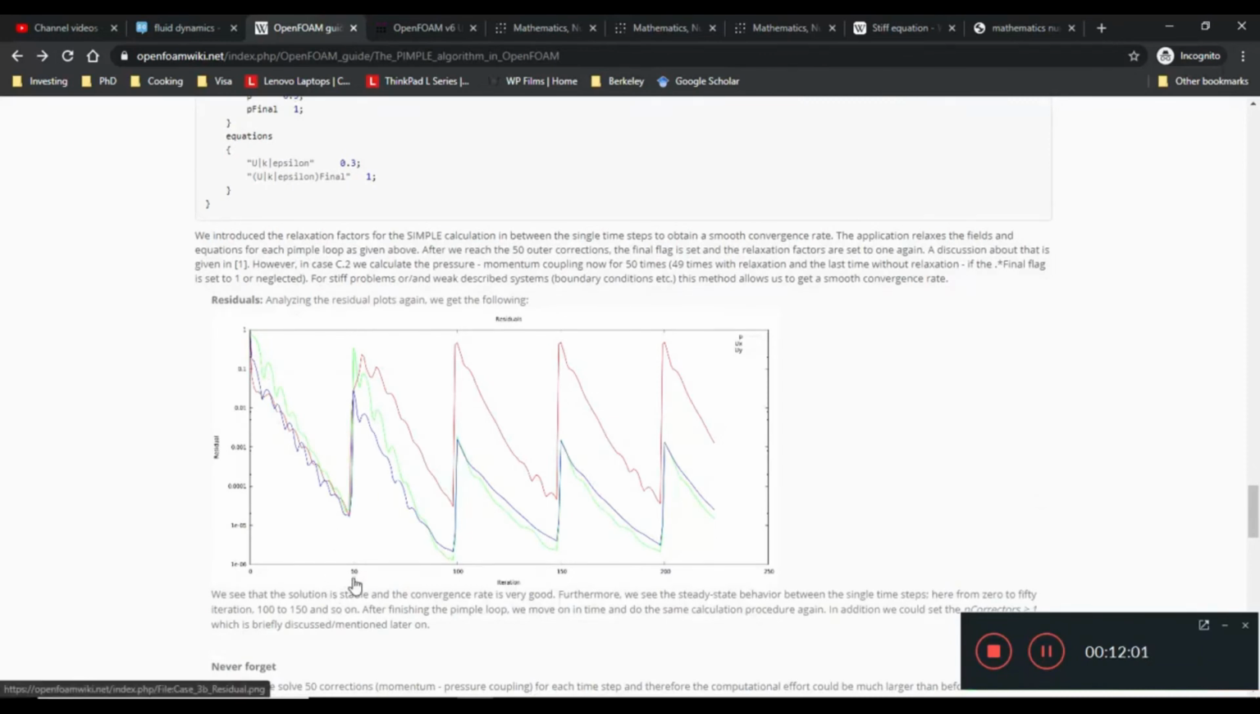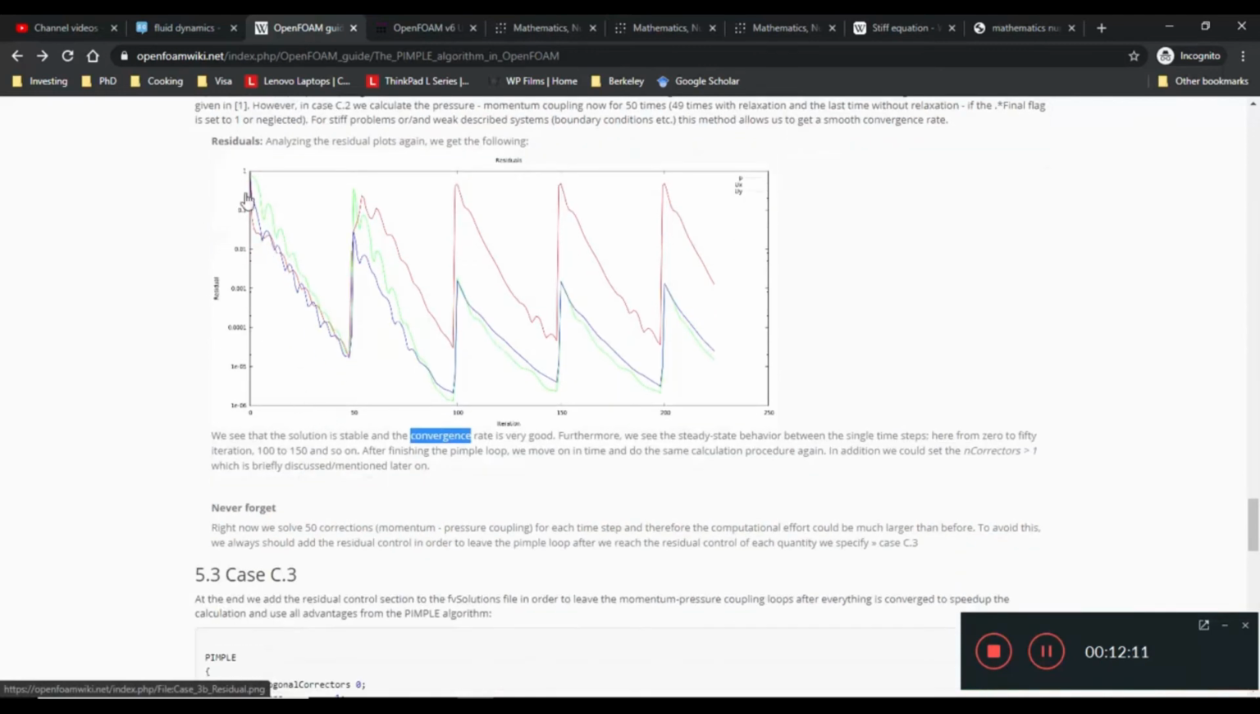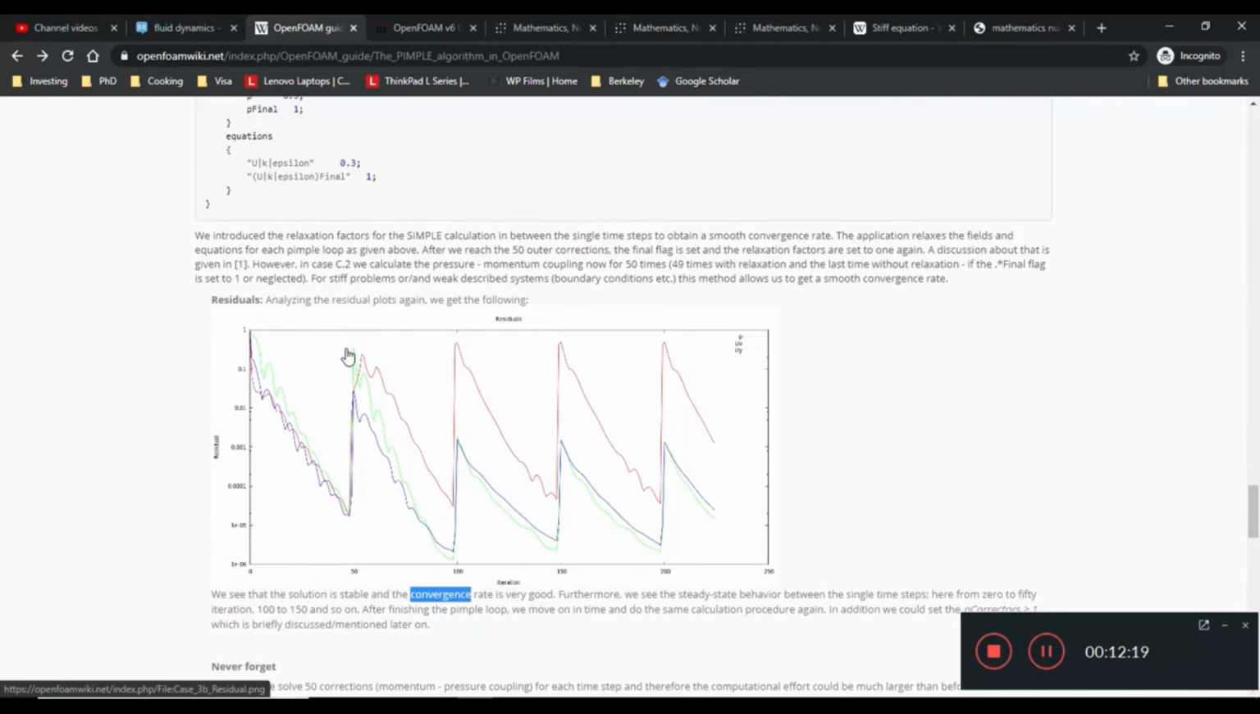This is the number 50. I'm clicking over here, just above this table. There's 50, there's 100, 150 over here. So every time step there'll be 50 iterations. Then you'll go to the next time step and run a full 50 iterations. Next time step, 50 iterations.